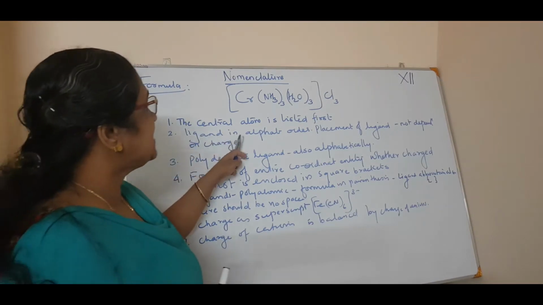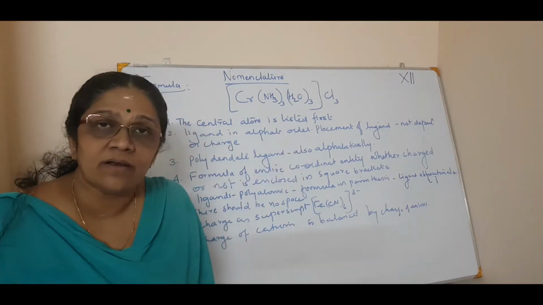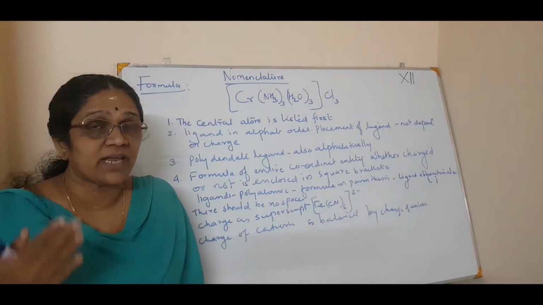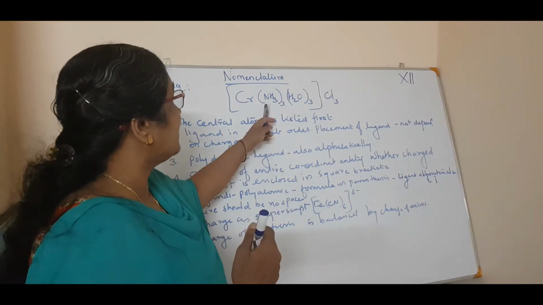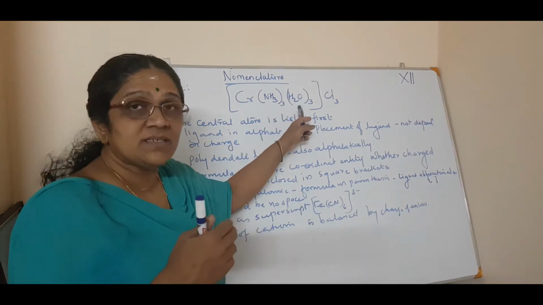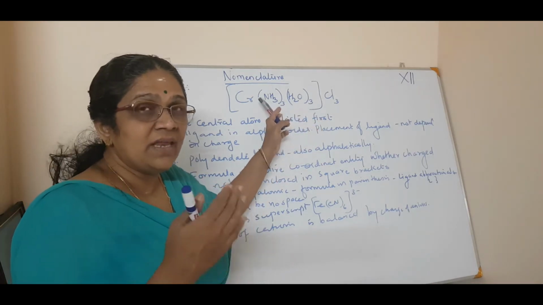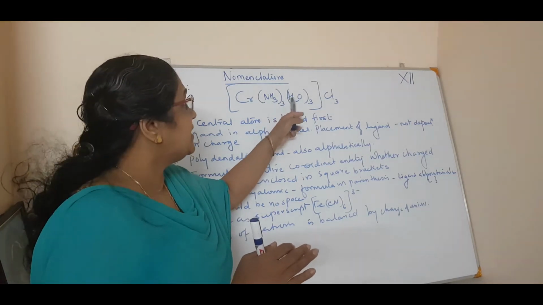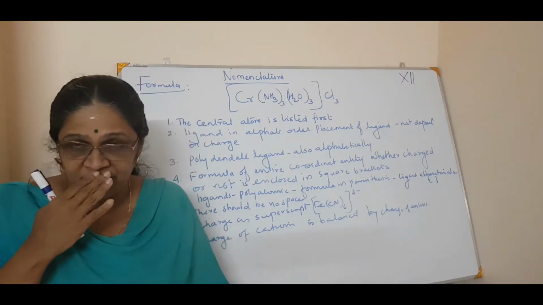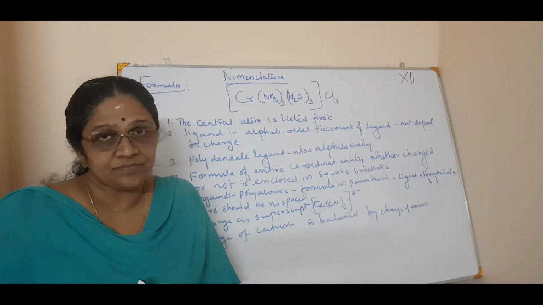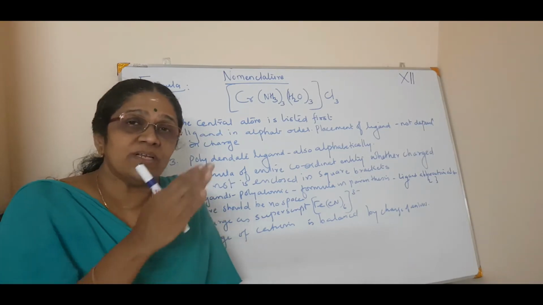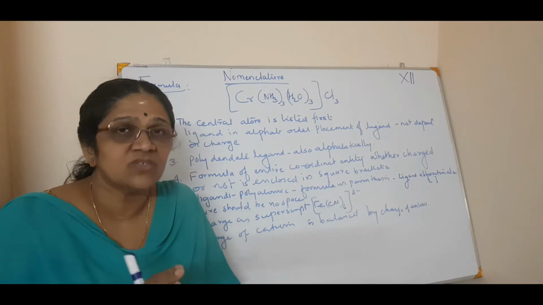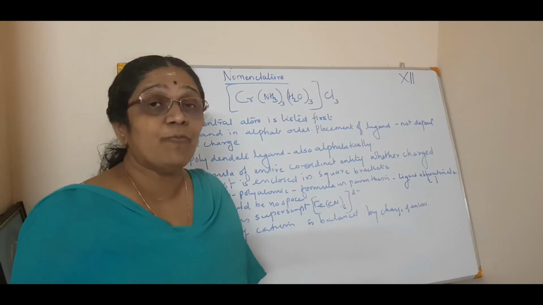Now what is the second one? The ligands are written in alphabetical order, as we have studied in organic chemistry also. For example, ammine is AM and water is aqua, AQ. We will come to that. So first it is written as ammine, then aqua. Or if it is ammine and chlorine, first ammine A, then chlorine C. Or ethylenediamine, first ammine and then EN. So like that the ligands have to be written alphabetically.